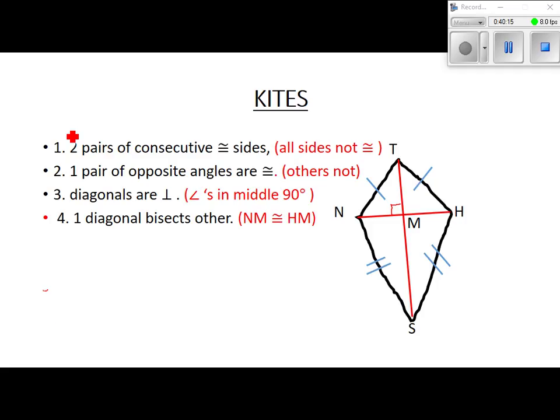Next thing, one diagonal bisects the other. One diagonal bisects the other. Which diagonal looks like it's being bisected? Remember, name a segment with two letters. Segment NH. So what's that tell me about segment NM and MH? They're congruent to each other.